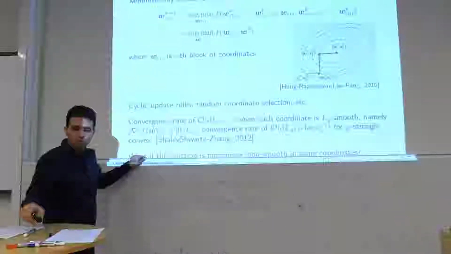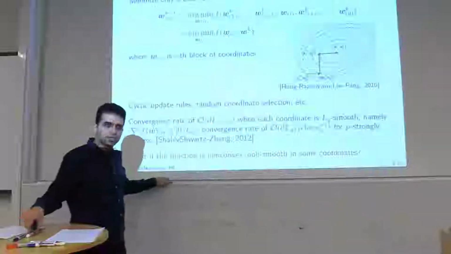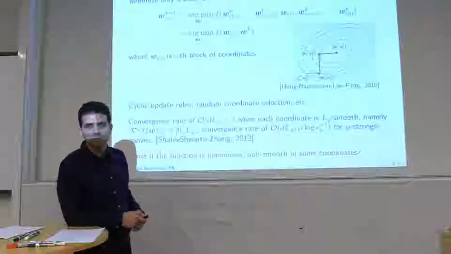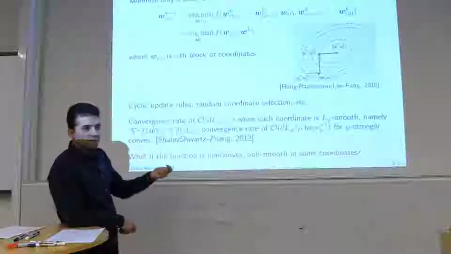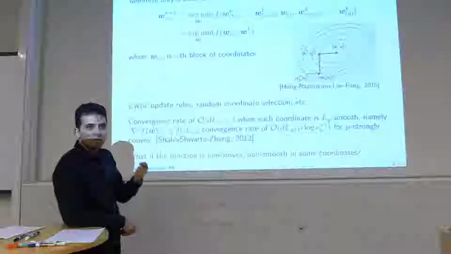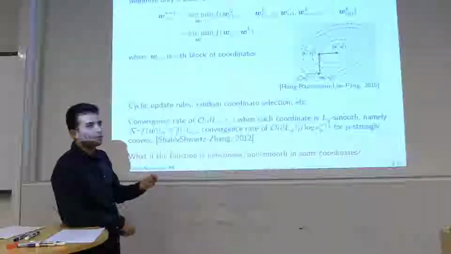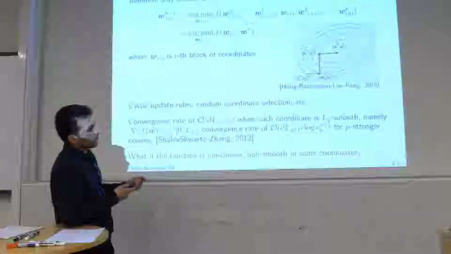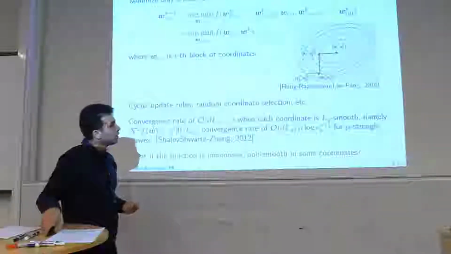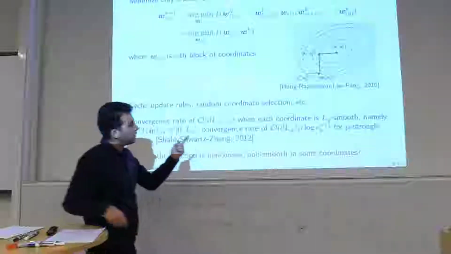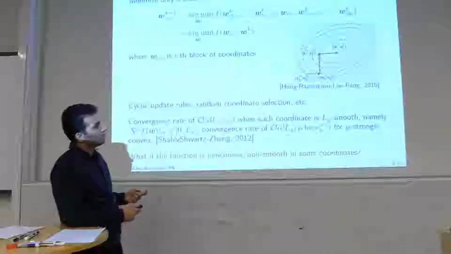You're gonna, with some rules, and those rules usually don't have to be really smart, pick some coordinates, find the optimal solution with respect only to those coordinates, and then iterate. So here, if these are the sublevel sets, then we're gonna start with some x1,0 and x2,0.